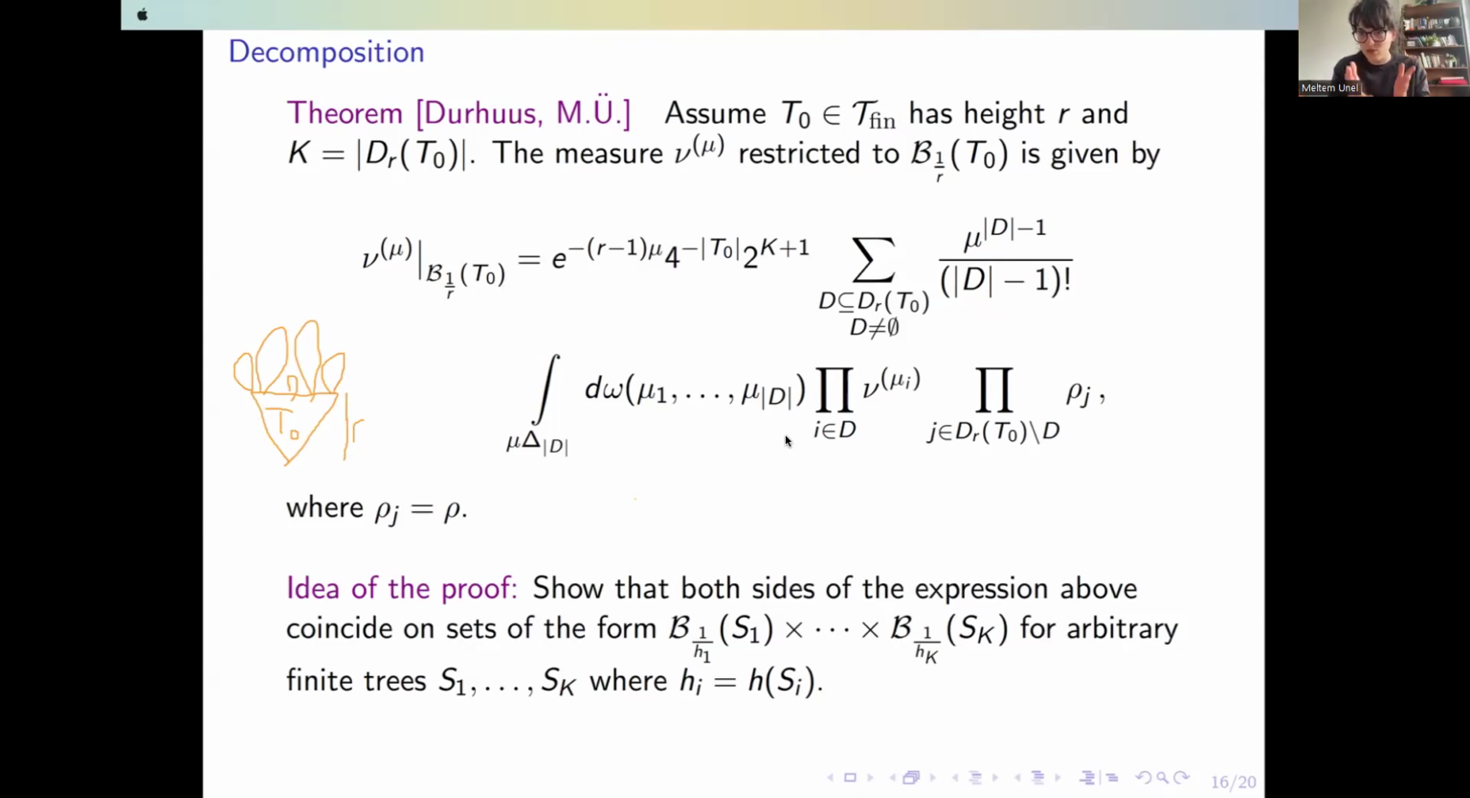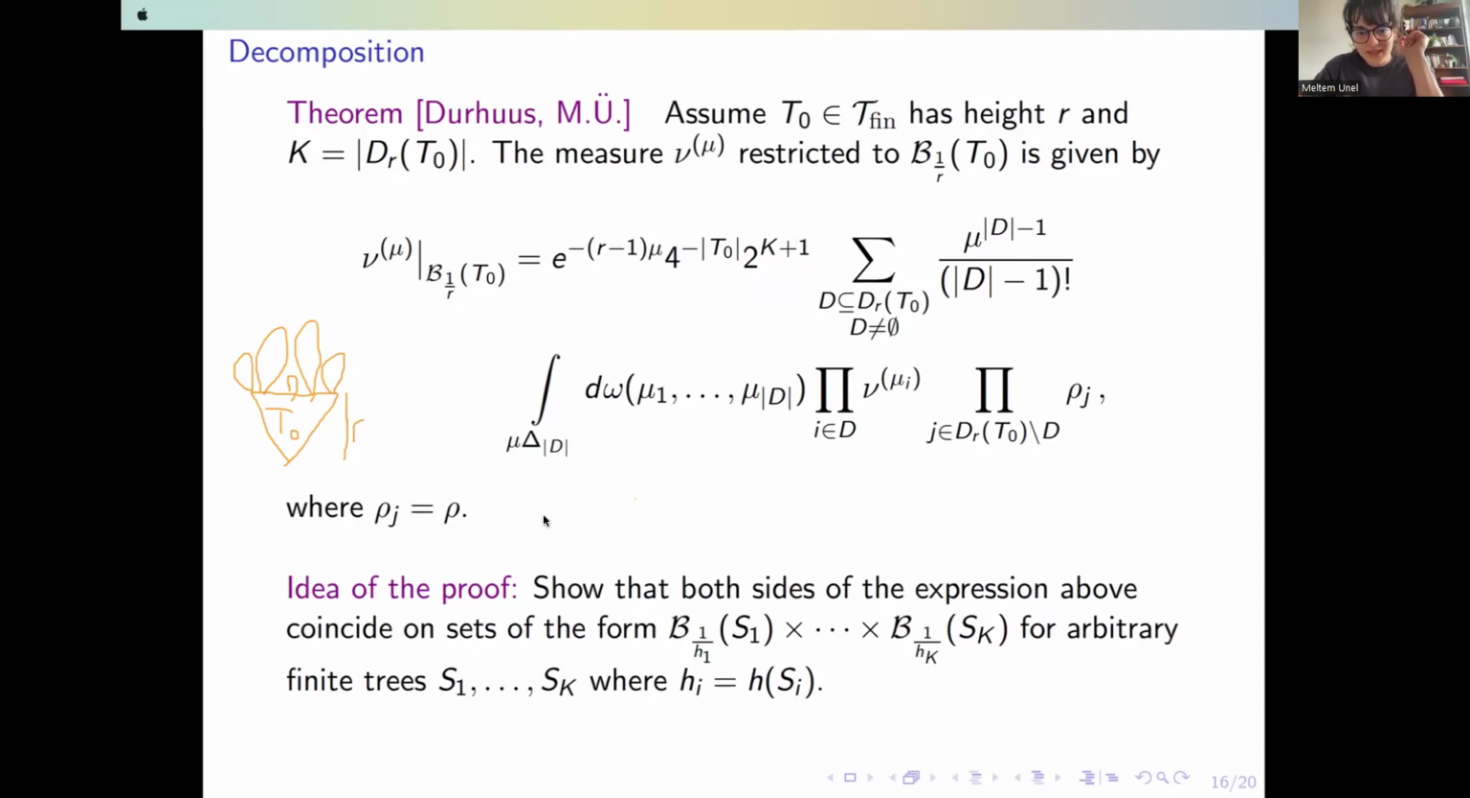What does this say to us? It says that the measure nu mu restricted to the ball is given by, let's forget about the constant factors. T0 is just the volume of this tree up until height r. So these are just constants. So let's look at this sum. This sum tells us to choose a subset of these K vertices. There are K vertices at height r, a subset of these K vertices that is non-empty.